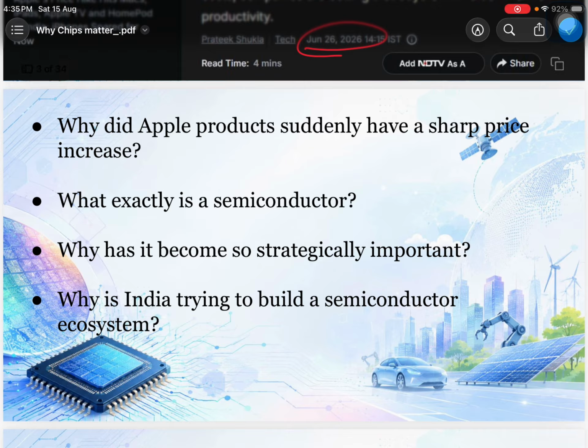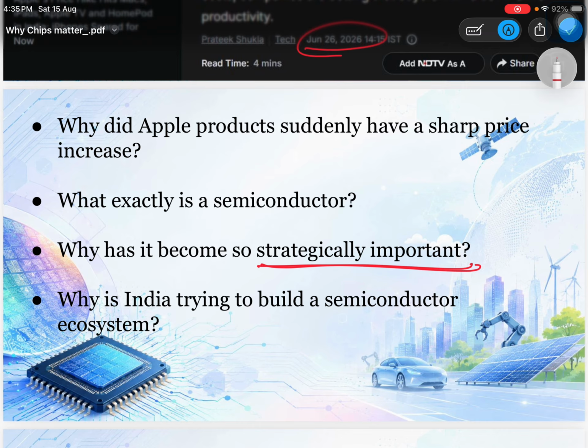Moving ahead, why did Apple products suddenly have a sharp price increase? What exactly is a semiconductor? Why has it become so strategically important? And finally, why is India trying to build a semiconductor ecosystem? As I said, semiconductor is not an industry in itself, but an entire ecosystem. So, these are some questions that we will be discussing, and we will get to know the answers to all of them.